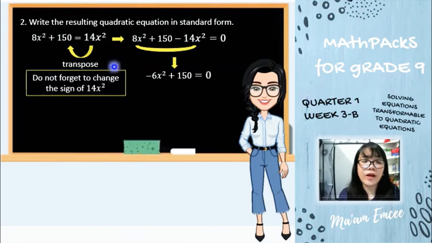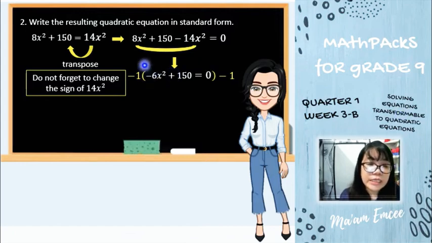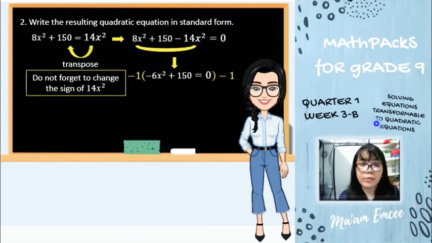Now, since our leading term, our quadratic term here, is still negative, we cannot say that this is in standard form, because usually in standard form we see to it that the quadratic term is always positive. So we need to multiply both sides of the equation by negative 1, so that this negative sign right beside the 6 will be eliminated. So we multiply again both sides of the equation by negative 1.